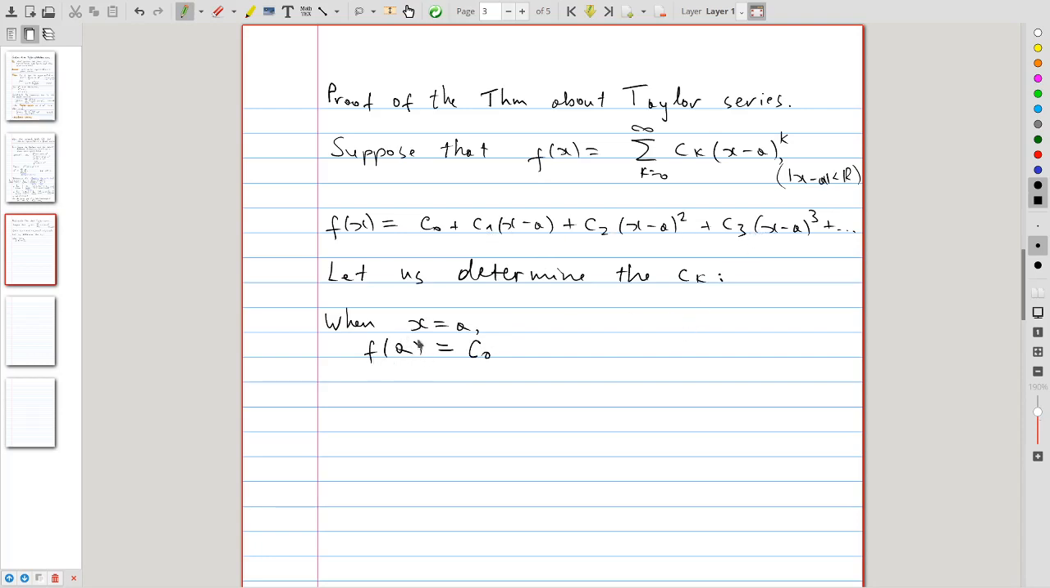Well, we have just observed that c0 is simply the value of f at the point a. And so the other ck's play a similar role with respect to derivatives of f. Namely, since we can differentiate power series term by term, something we know from our previous discussion, we even had a theorem to this effect.